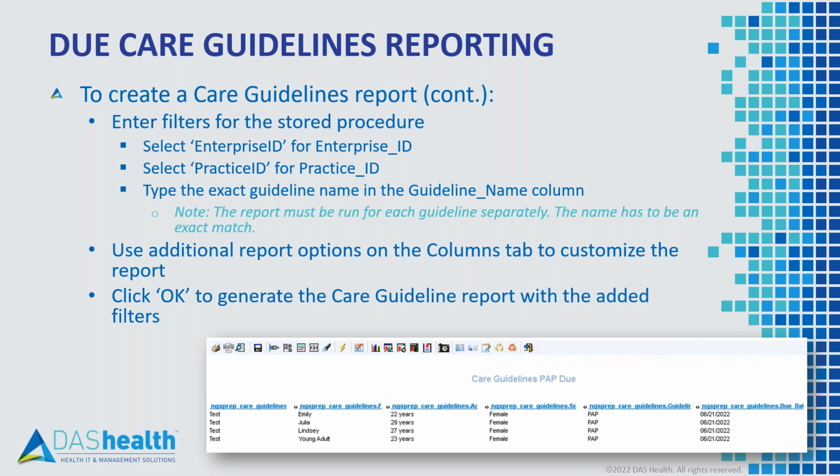There's some additional reporting options under the columns tabs. You can do things like add or remove columns, filter by a certain population set, and then you would click OK. And then here's an example of a report I ran for PAP. So this is telling me the list of patients that have the PAP that is either currently due or past due.